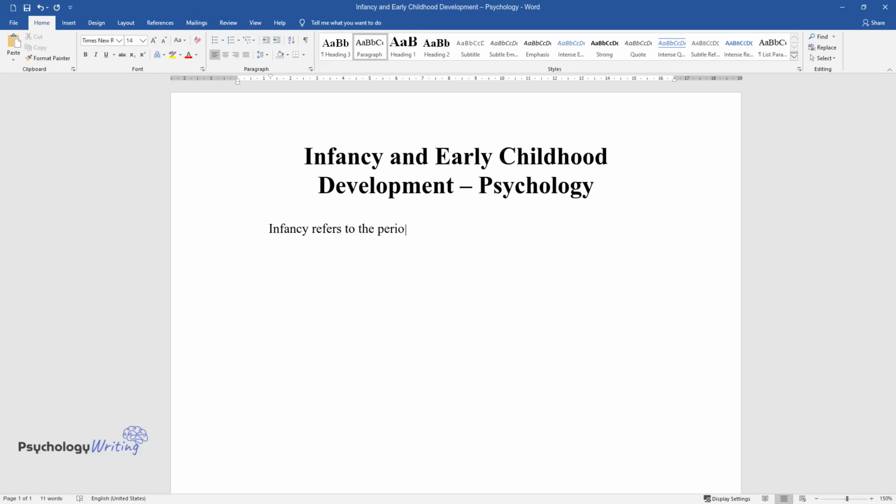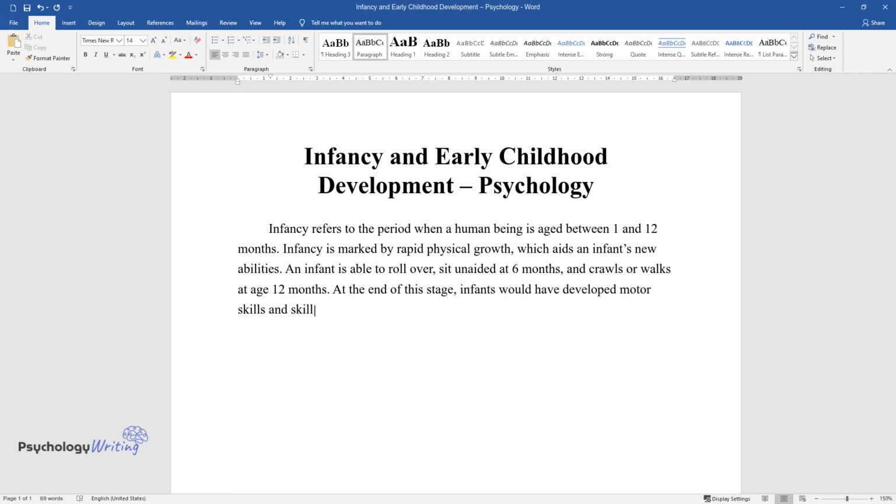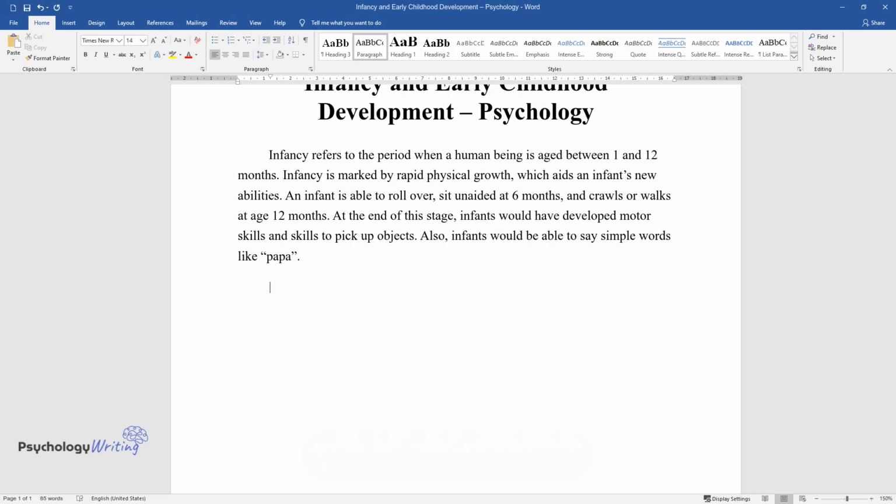Infancy refers to the period when a human being is aged between 1 and 12 months. Infancy is marked by rapid physical growth, which aids an infant's new abilities. An infant is able to roll over, sit unaided at 6 months, and crawl or walk at age 12 months. At the end of this stage, infants would have developed motor skills and skills to pick up objects. Also, infants would be able to say simple words like papa.